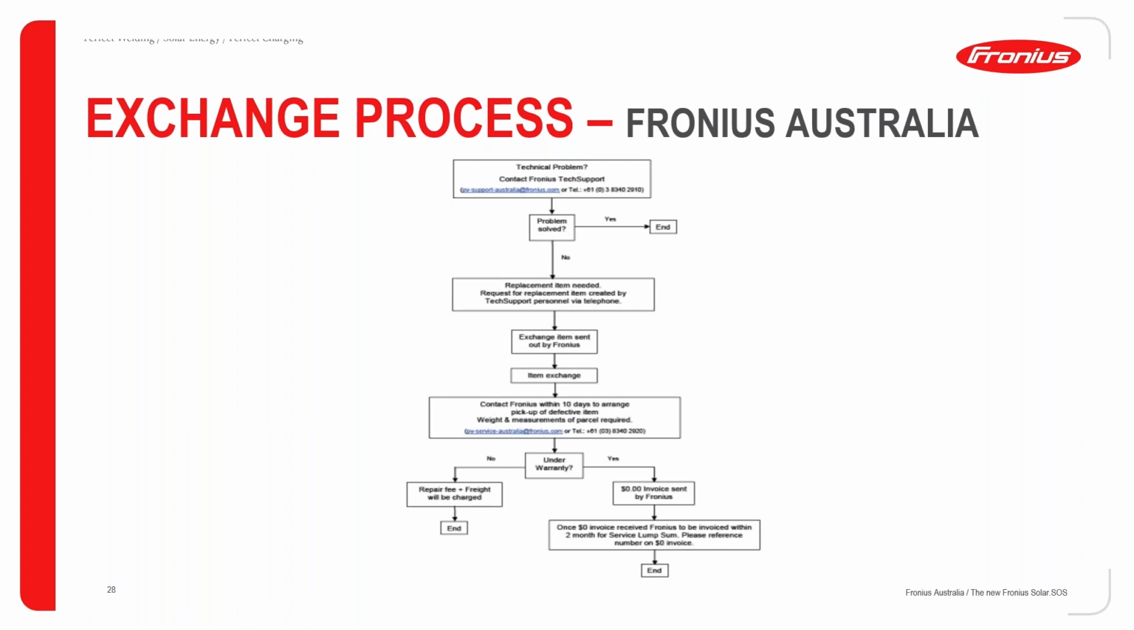And in order to claim the service reimbursement from us, you've got to invoice back to us at pv-service-australia@fronius.com, quoting the 211 reference number that's on the $0 invoice, and your service reimbursement will be credited. If it's a non-warranty claim, the repair and the freight charge will be charged accordingly.